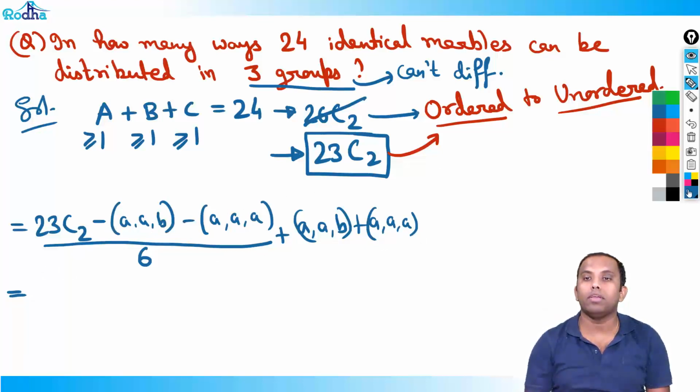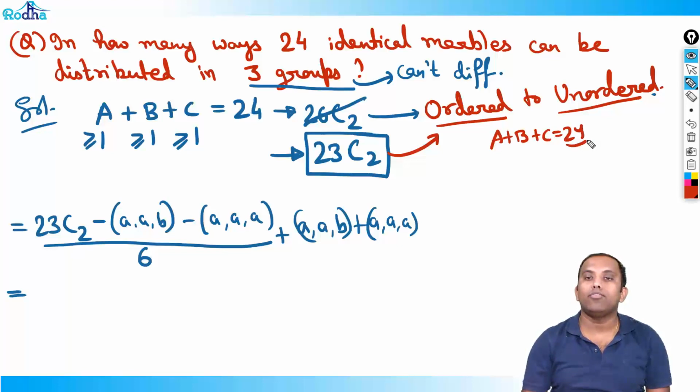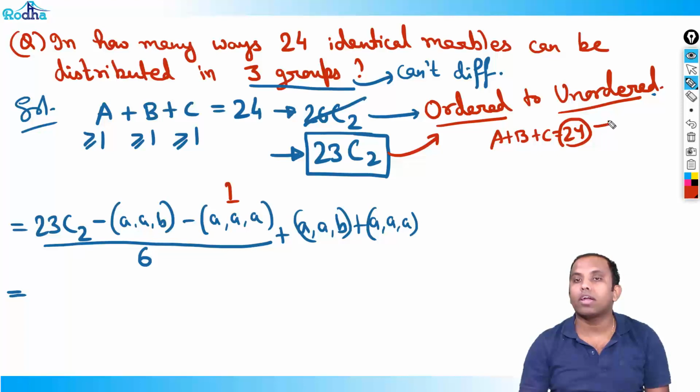Now, how many cases for AAB? Same thing, A plus B plus C equal to 24, right? So see, 24 is a multiple of 3, so there will be one case for AAA, that is 888. When will it occur? It will occur at A equal to 8.